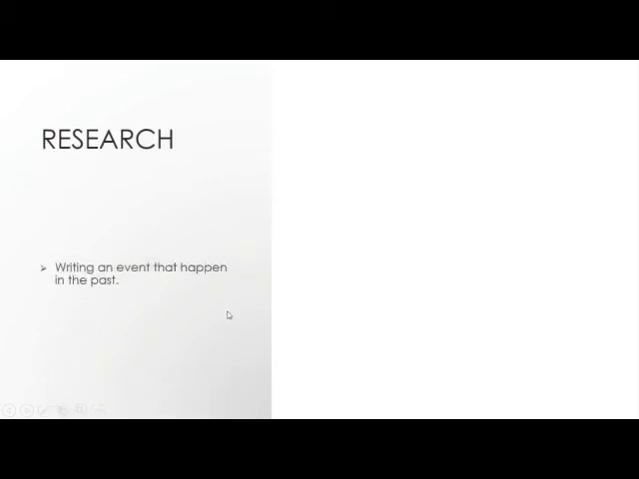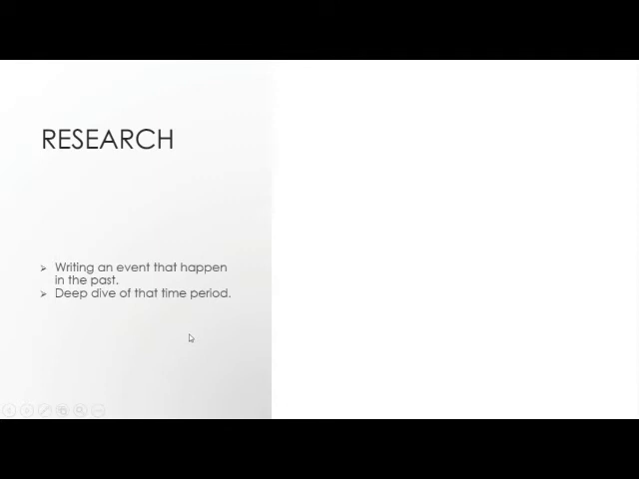Research. Write an event that happened in the past. So we're going to use Transformers movie 3 or 4. There was a scene with Bumblebee in World War II that is altering the history part of that, because we never had Transformers in World War II. So they would have to do research on that alone to make sure the information is accurate from World War II before adding Bumblebee in.